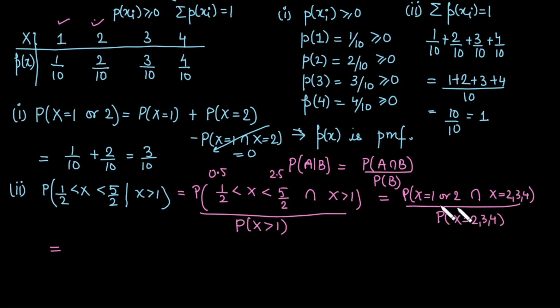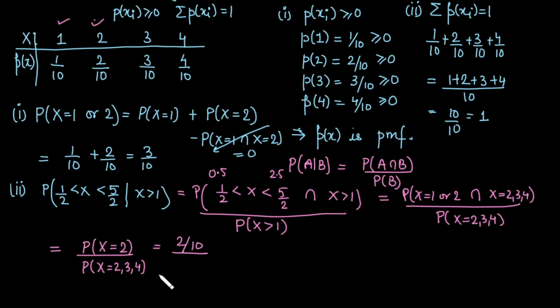Now calculate the intersection of these two. According to this, x is equal to 1, comma 2, and according to this 2, 3, 4. So what is the common part? X is equal to 2 divided by probability when x is equal to 2, 3, 4. What is the probability at x is equal to 2? That is 2 by 10.